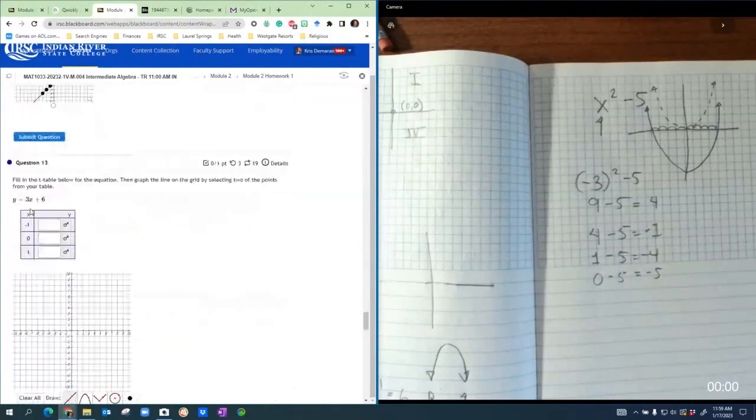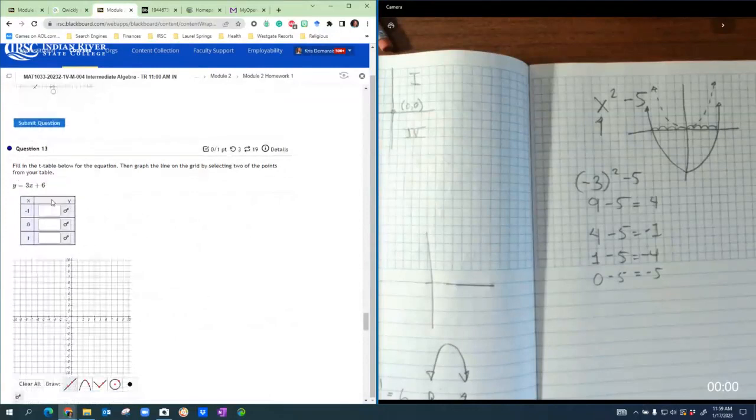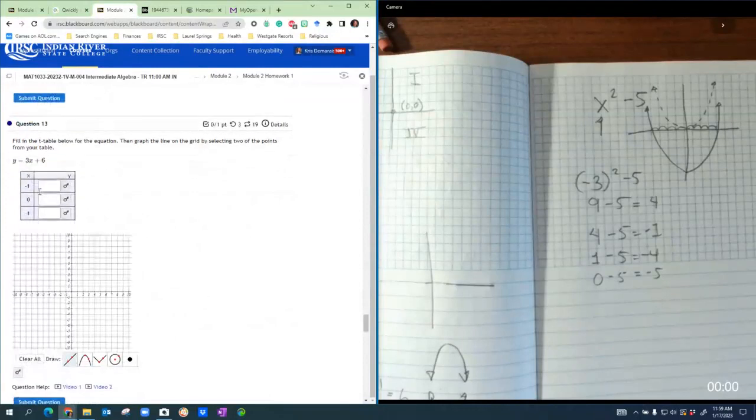Now this is a linear equation, so it's going to be a straight line. So again, you put a -1 times 3. That's negative 3. Negative 3 plus 6 is negative, or excuse me, positive 3.